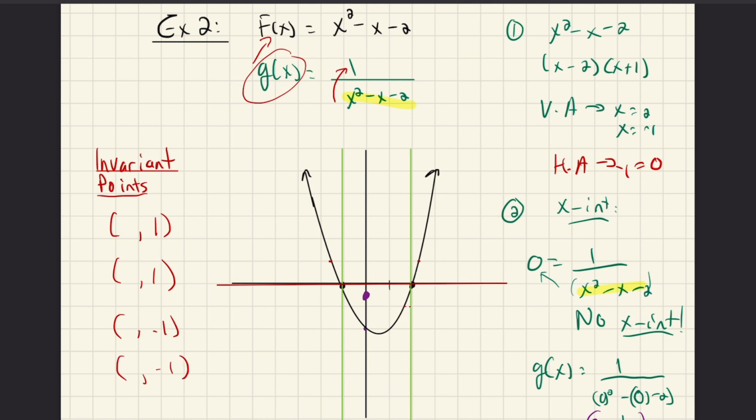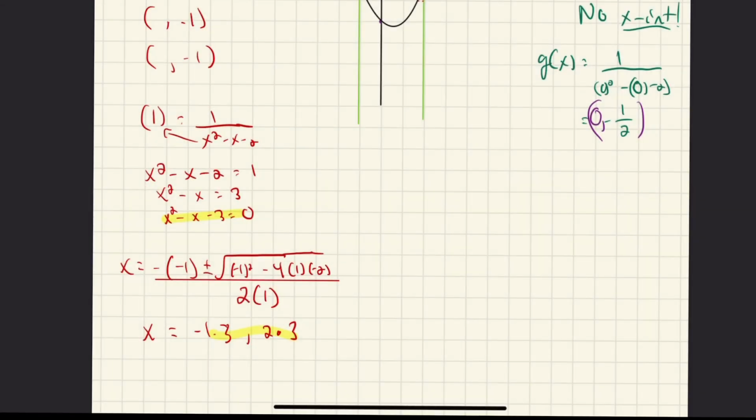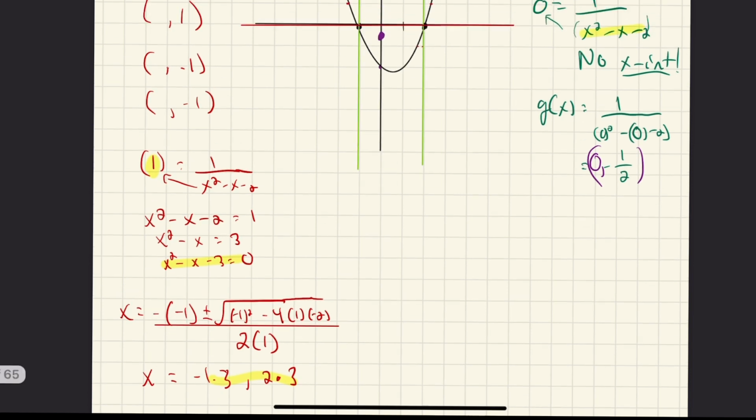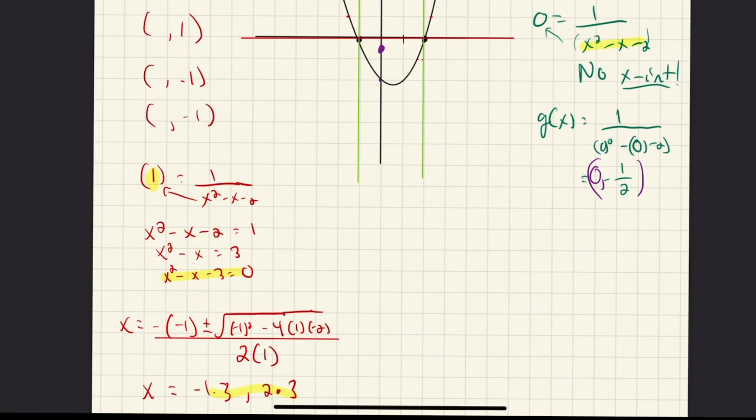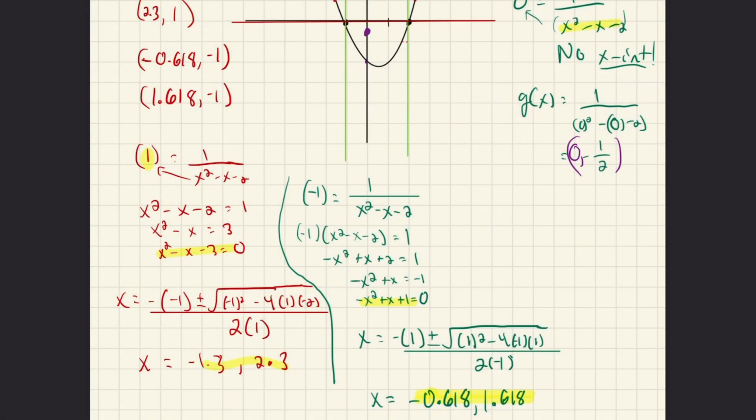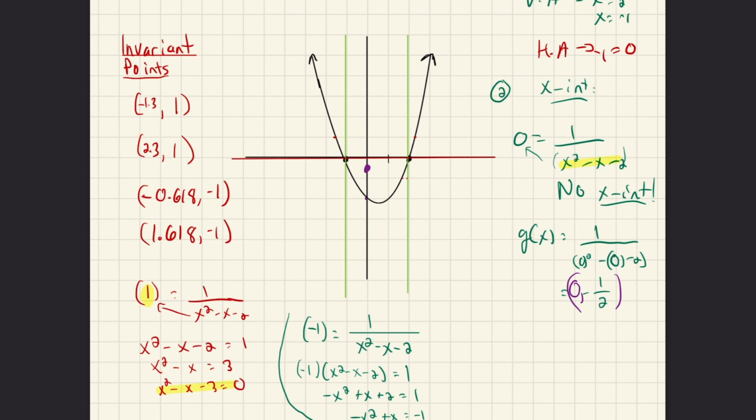And so what we're going to do is we're going to plug in 1 for y and then isolate for x. And let's see what we end up getting. After I factor this equation, when setting it at 1, I get a value of negative 1.3 and 2.3. So I go and I plug in those values over here, and that would be negative 1.3 in 1 and 2.3 in 1. And then I'm going to do the same thing with the negative 1. So I plugged in the negative values, did the quadratic formula, and I got these remaining x values for the invariant points. And so now from the invariant points, we're going to plot these.